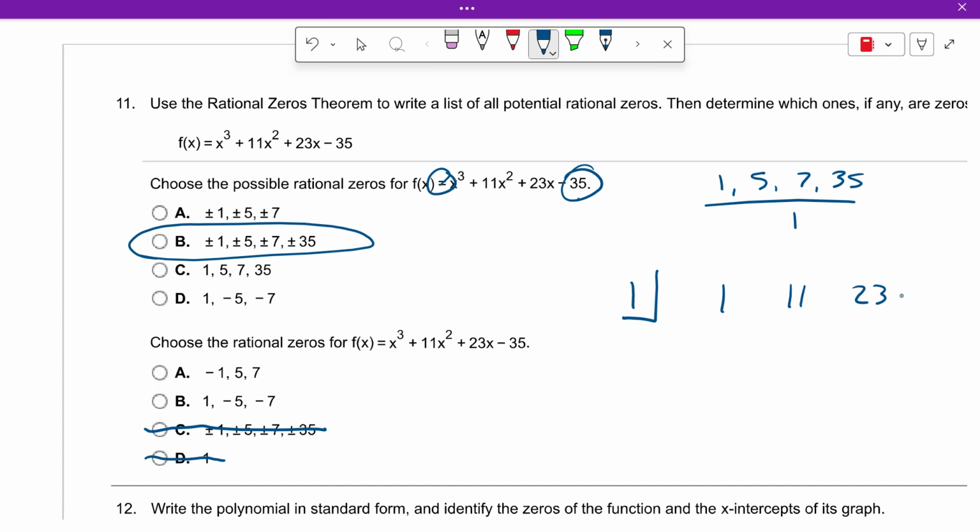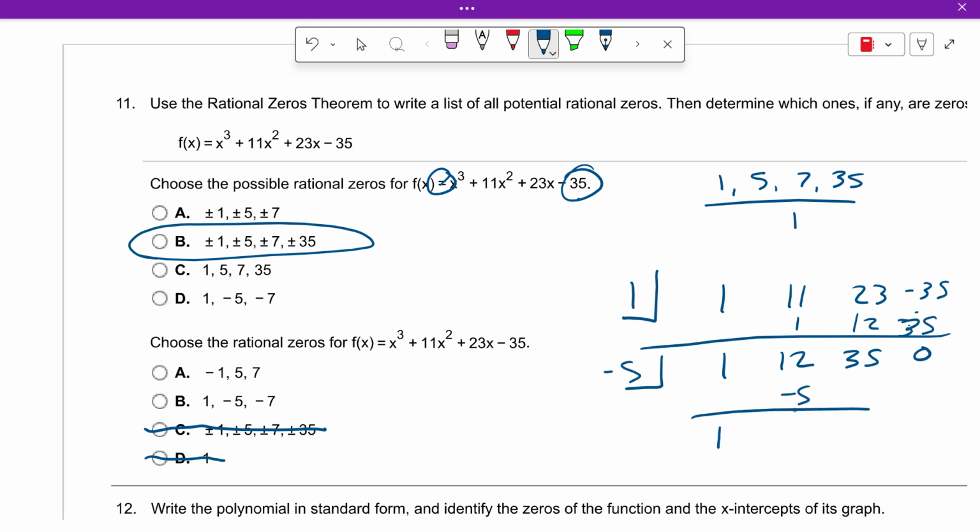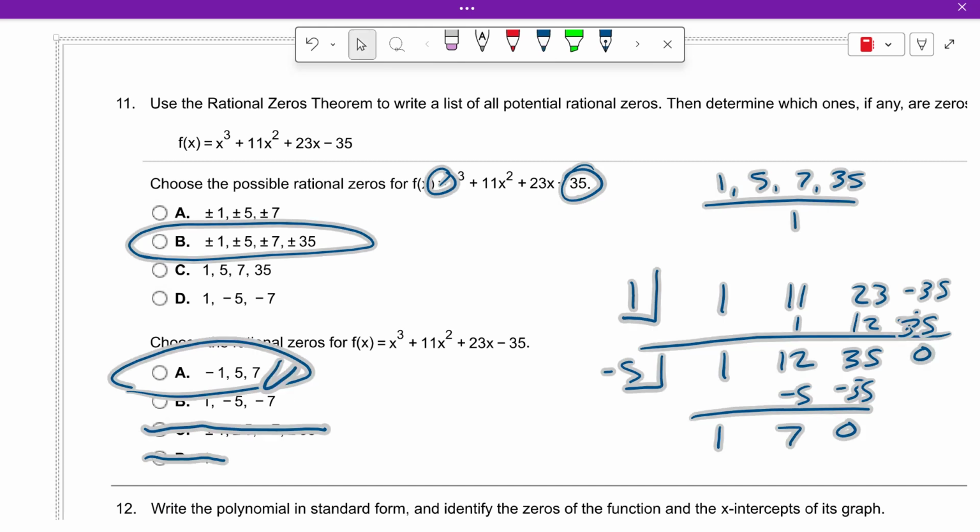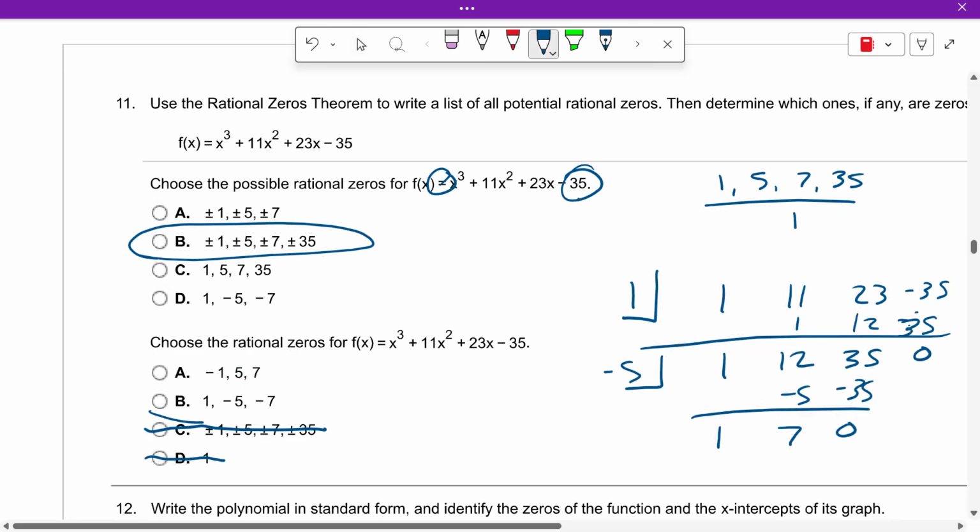1, 11, 23, negative 35. 1, 1, 12, 12, 35, negative 35, 0. Okay, we found one of the answers. So I bet negative 5 is another answer. 1, negative 5, 7, negative 35, 0. So you know it's this one. Oop, you know it's not that one. You know that it is this one. 1, negative 5, 7, negative 7.